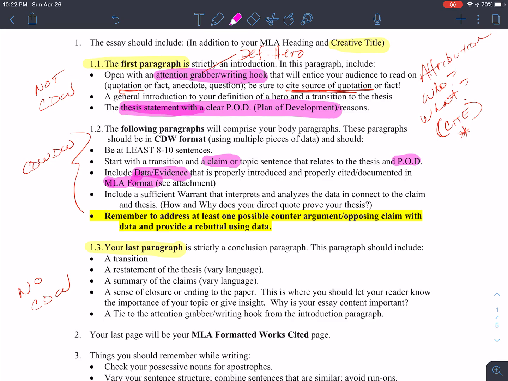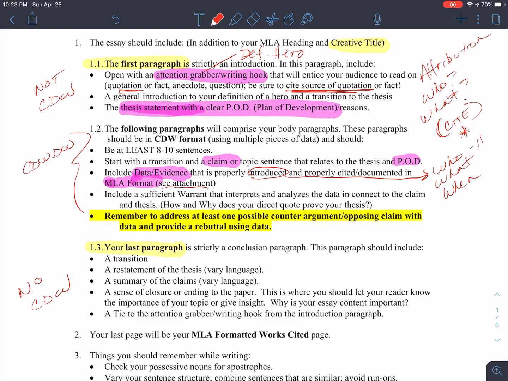If you haven't already done that, or if you needed a review, make sure that you look at the attachment, and I'll show you that in just a moment. But the thing that you do have to add here is you have to have an introduction. And when you introduce your data, you want to make sure you're saying who is doing what and when.